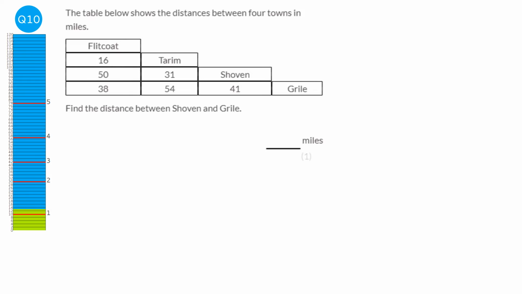So the way these tables work is if you're looking for the distance between Chauvin and Grill, you find out where the 2 of those overlap, and so they overlap at the 41. So you go down from Chauvin, left from Grill, and we get 41, and so it would be 41 miles between them.